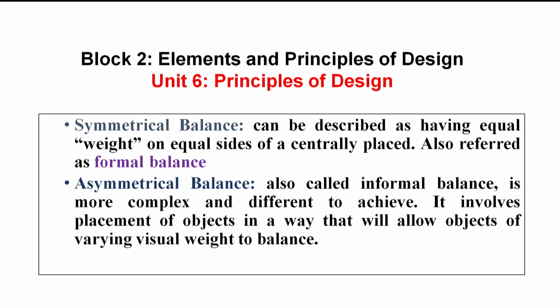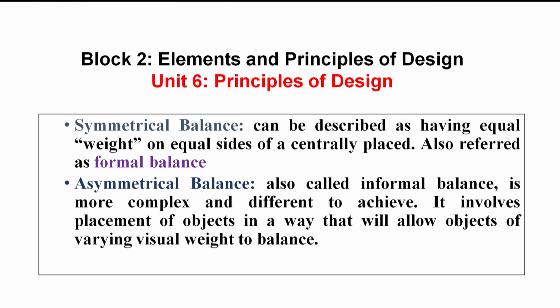Second type of balance is the asymmetrical balance. Asymmetrical balance is also called informal balance, and it is more complex and difficult to achieve because it is not created by dividing into equal parts. An example of asymmetrical balance in a garment is the angrakha kurta, which is in our traditional costume. In any shirt or kurta we have a placket in the center, but in the angrakha style kurta we have the placket at one side of the garment.